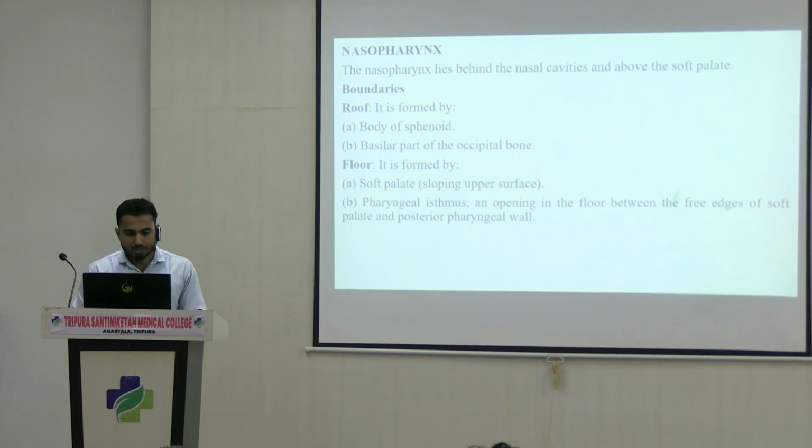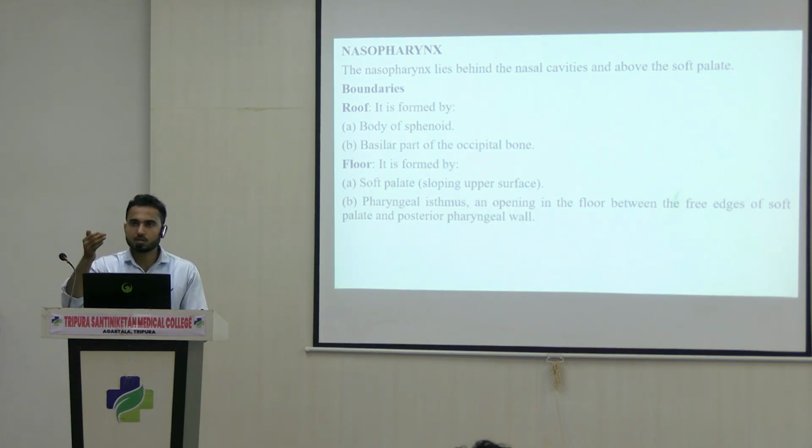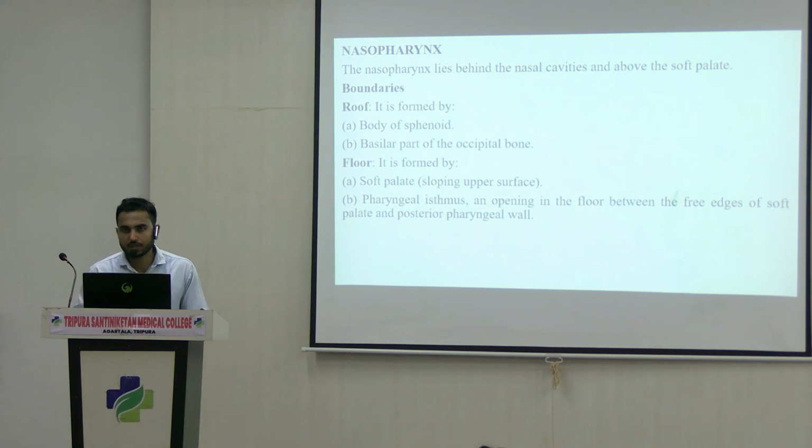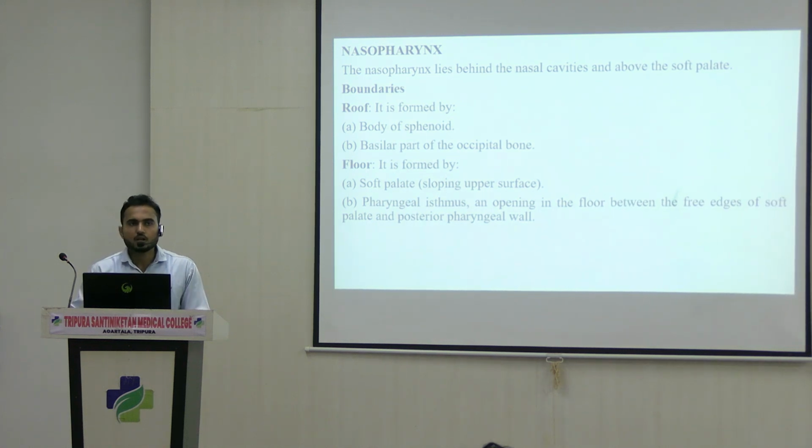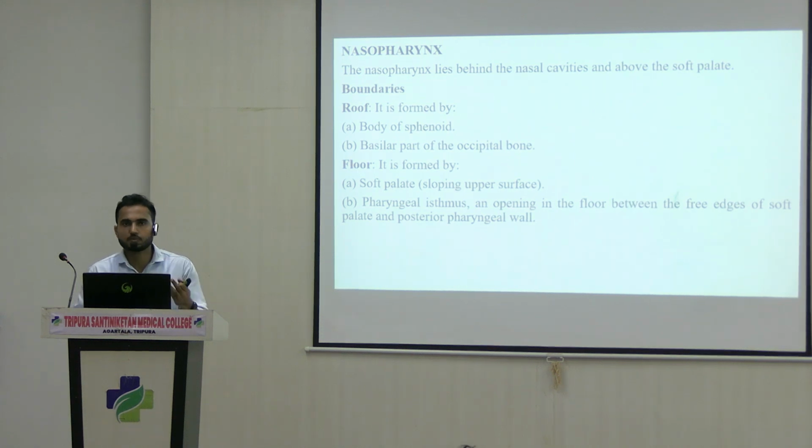Now we'll start with the nasopharynx. Already I have told you 3 subdivisions are there: nasopharynx, oropharynx and laryngopharynx. So the first subdivision is the nasopharynx. Where is the nasopharynx situated? Behind the nasal cavity. The posterior nasal aperture is there, also called choanae. When we study the nasal cavity, we will come to know that the posterior nasal aperture is called choanae. Just behind the posterior nasal aperture we get the nasopharynx.